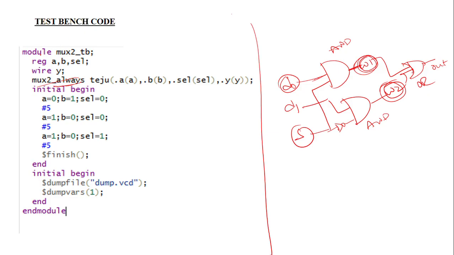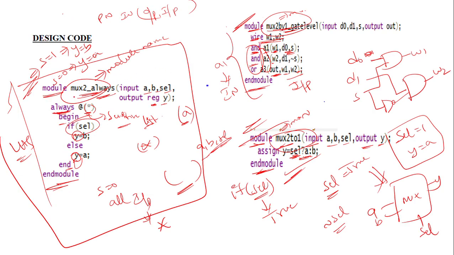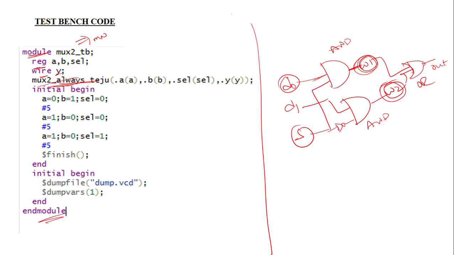Otherwise it is the same: start with module and end with endmodule. You write a module name for the test bench also. It is our module name, and inputs are in reg data type, outputs are in wire data type. You write the module name of the design code, whichever design code you want to test. For that design code, you write the name here, meaning the module name, and instantiate that code here. Teju is our instance name.